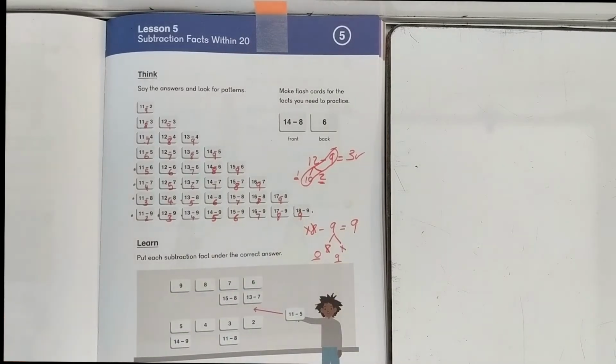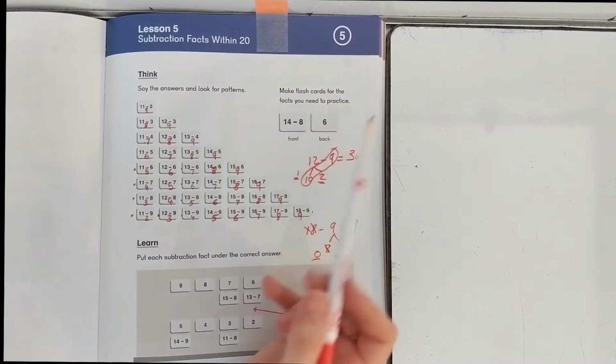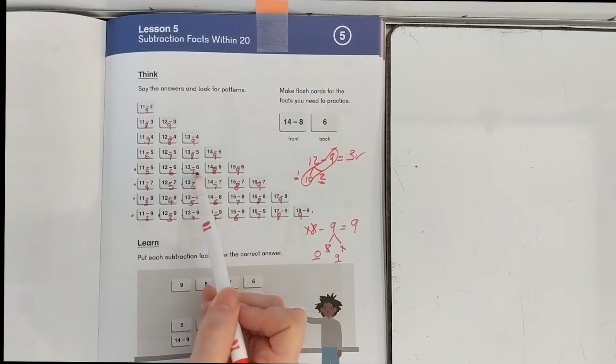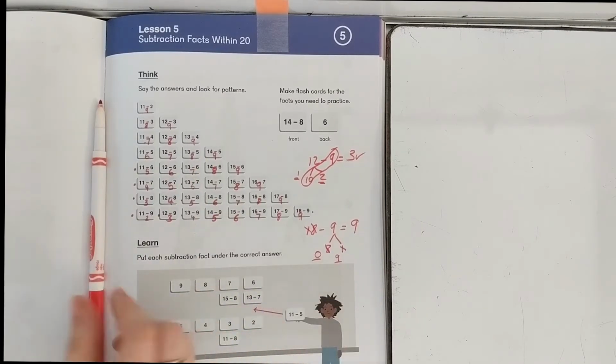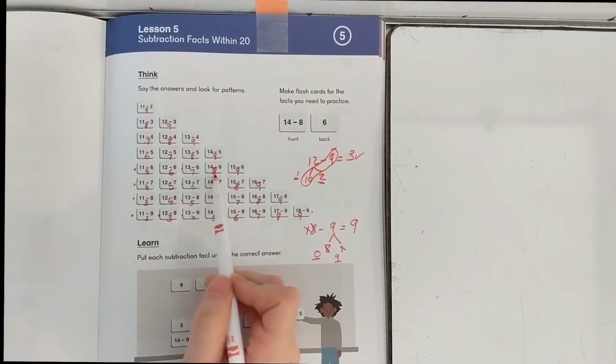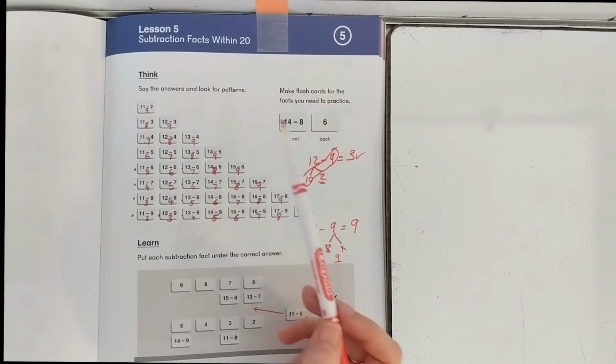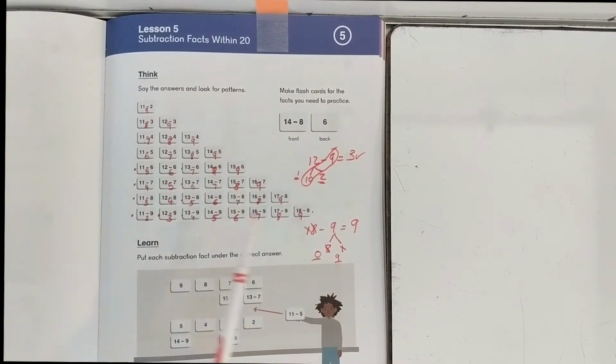Great job. So next what you're going to do is you're going to make flashcards for the facts you need to practice. So for example, if I said 13 minus 6 and your answer number 7 doesn't come to you quickly, it's taking you a while, or you have a hard time figuring out the answer in your head, I want you to make a flashcard. It's best if you make a flashcard for all of them because the more you practice, the better. Or you can simply make flashcards for the ones that you feel like you need more practice with.